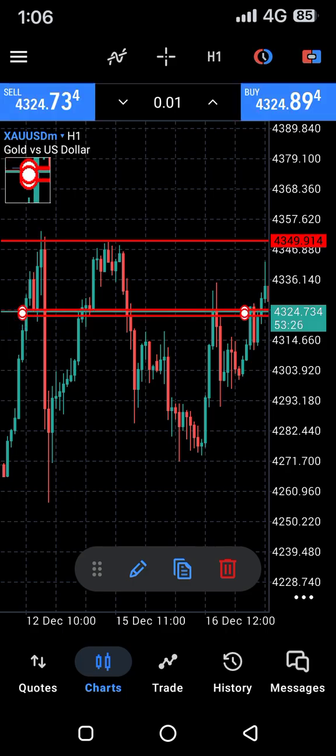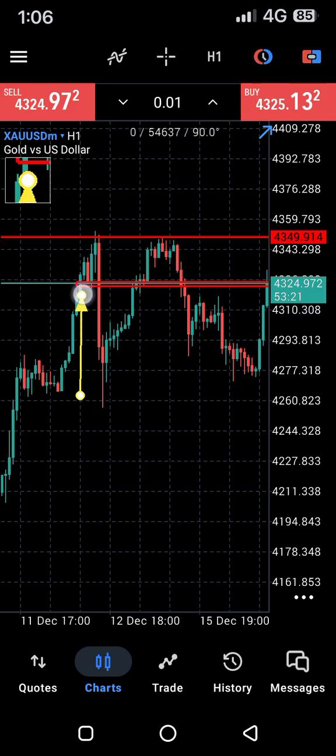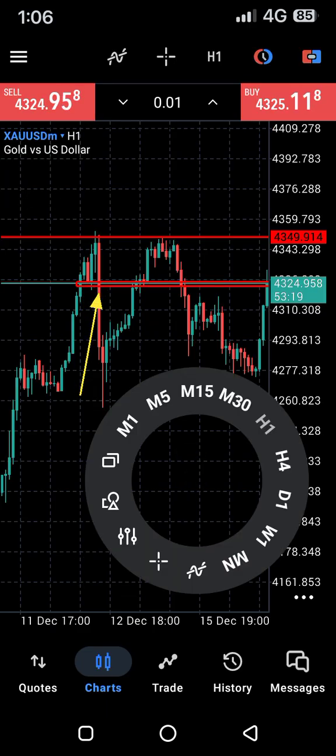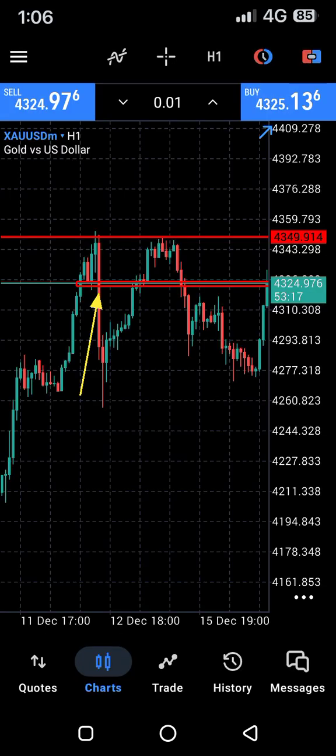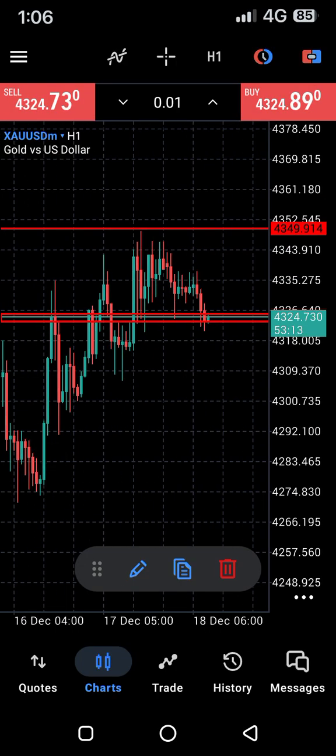If you observe all the way from that area, let me show you the touches that we had. This was the first touch in the market at this level. Okay, we had another second touch at this level. Okay, so this is the third time that price is retesting this same zone.